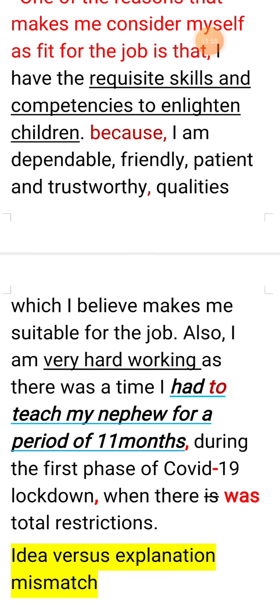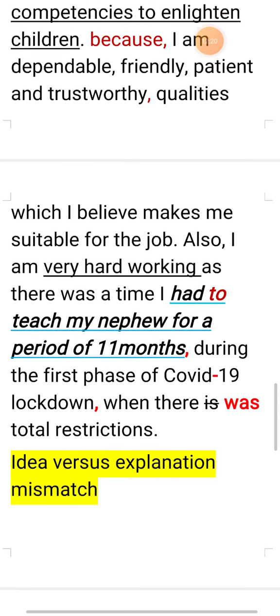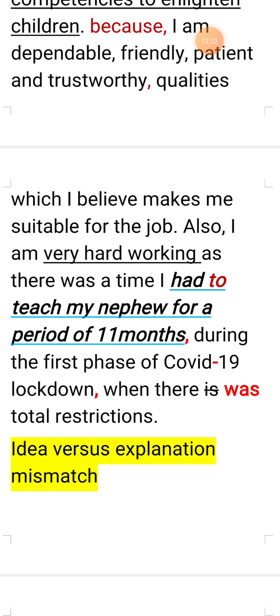One of the ideas that a student mentioned when I was holding this as a Zoom class is experience. You've probably taught in a school before, and you taught a language, your own language. So you've gained experience over time, and this makes you most suitable for the job, right? Okay. So I said here that there's an idea versus explanation mismatch.